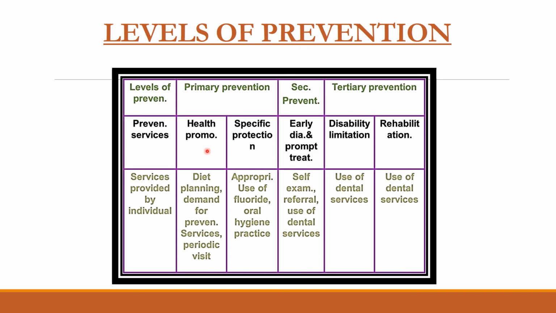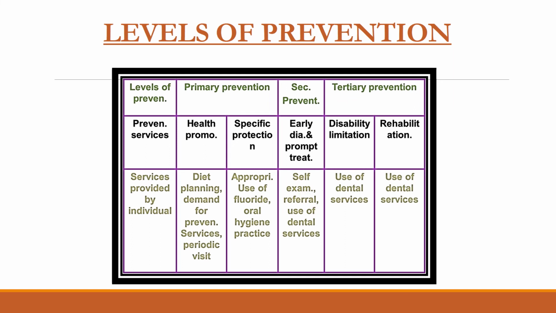In health promotion, which is primary prevention: diet planning, demand for preventive service, and periodic visits. In the specific protection of primary prevention: appropriate use of fluoride and oral hygiene practice. Then in secondary prevention, that is early diagnosis and prompt treatment, that is self-examination and referral, use of dental services. So these people, health educators or dental therapists, can do this.